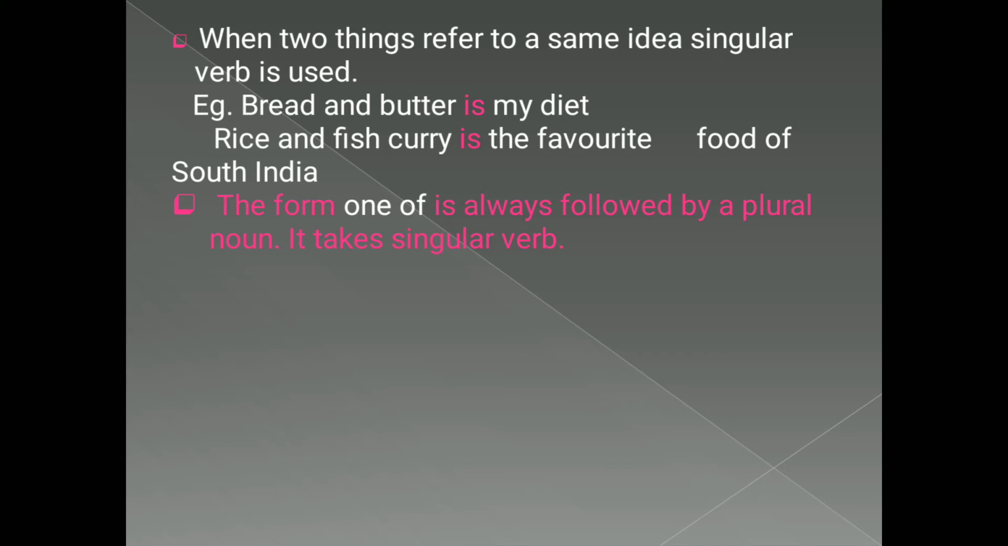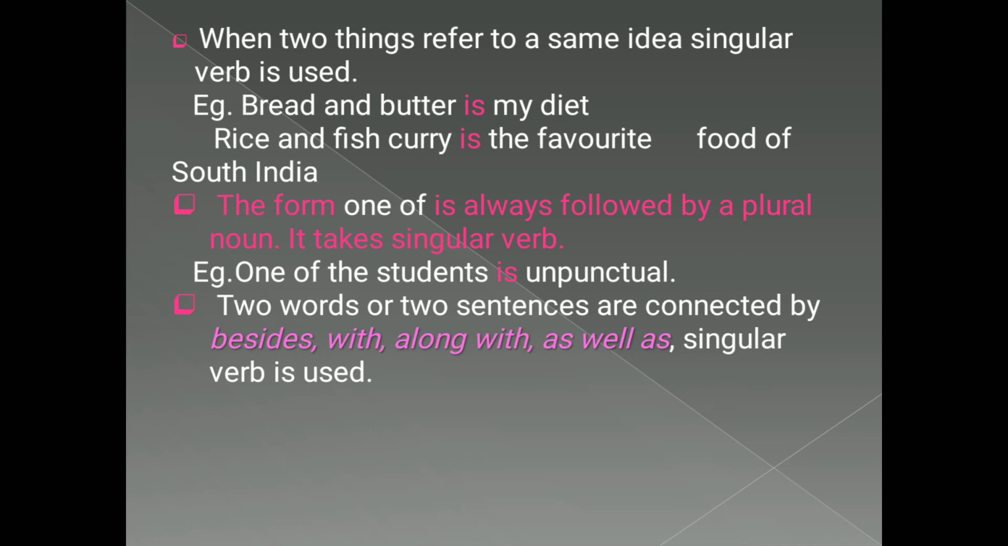The form one of is always followed by a plural noun and it takes a singular verb. Look, one of the students is punctual. So the form one of here takes a plural noun, that is students. So it takes a singular verb, which is is.